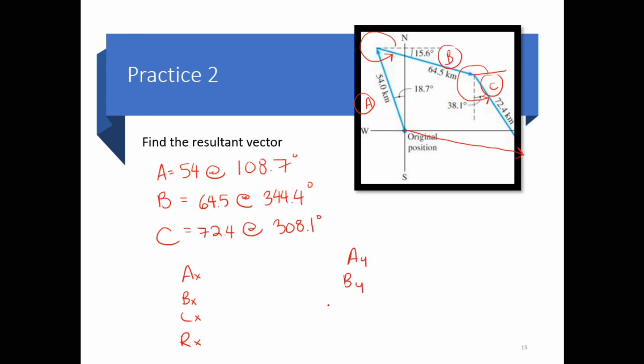All right, here we go, setting up. AX is 54 multiplied by cosine 108.7. I'm just trying to go quickly through it. AY is 54 multiplied by sine 108.7. BX is 64.5 multiplied by cos 344.4. BY is 64.5 multiplied by sine 344.4. CX is 72.4 multiplied by cos 308.1. CY is 72.4 multiplied by sine 308.1.